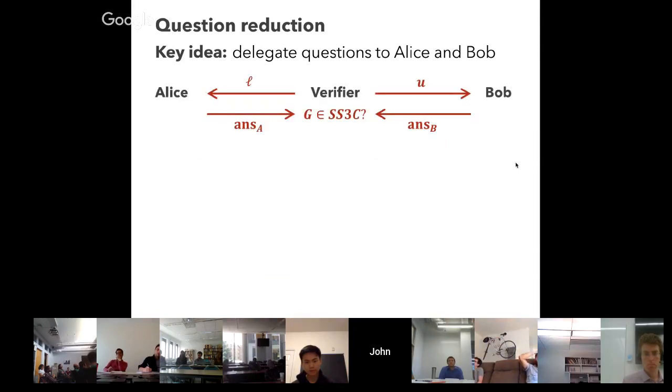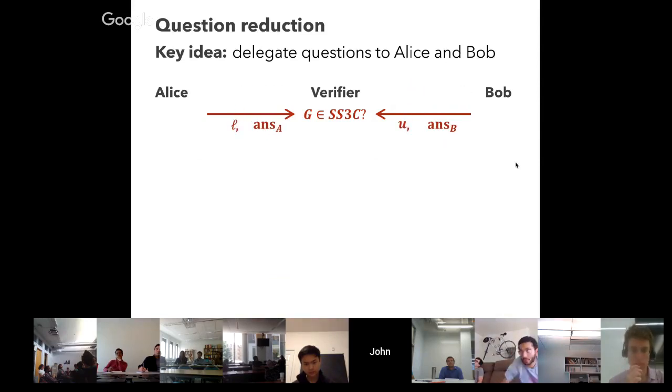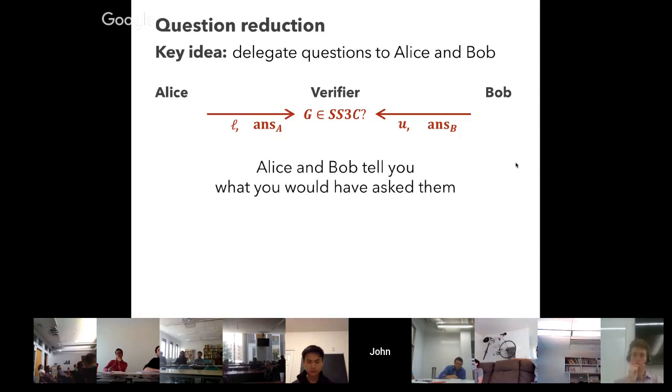So in our picture, the verifier samples an L and a U and gives one to Alice and one to Bob. But now what we want is for Alice and Bob to sample L and U themselves, to sample these questions by themselves without the verifier. In this dream protocol, the verifier doesn't even send anything to Alice and Bob. Instead, Alice and Bob will sample L, the line, and U, the point. Then Alice will tell you, hey, if I get the line L, here's the answer I'd give you. And Bob would tell you, hey, if I got the point U, here's the answer I would give you. Now the verifier is just given all the information it would have had anyway, and so you can decide to accept or reject. The hope is that Alice and Bob would tell you what you would have asked them anyway.